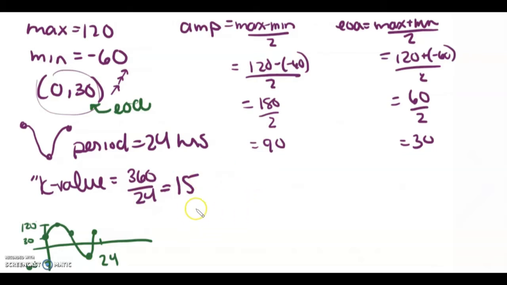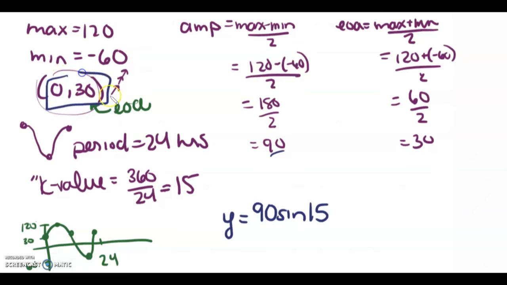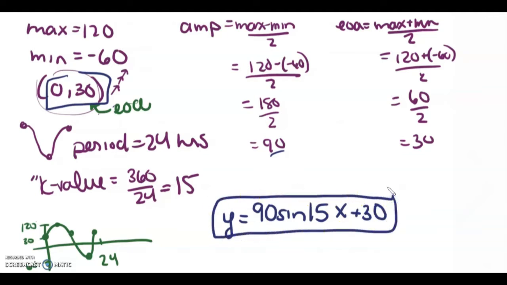So let's write an equation using our sine function. We have y equals our amplitude, which is 90, sine, our K value, which is 15. We don't move left or right because we're doing sine and we're starting on the equation of axis. So no movement left or right, and then plus the equation of axis. That's what I get.